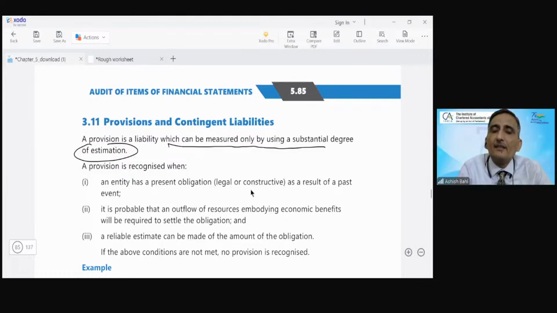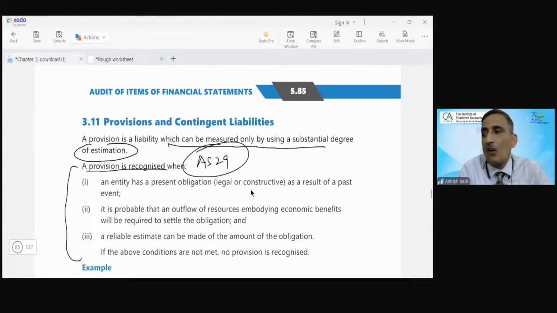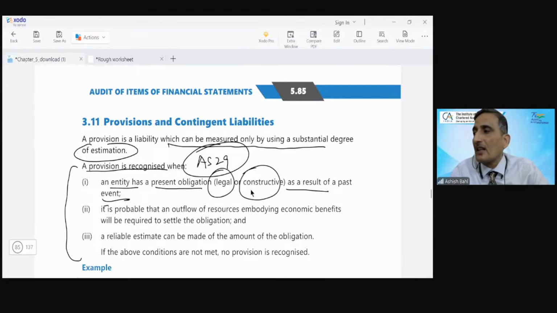So when a provision is recognized, now these are the circumstances when a provision is recognized as per AS 29. Now these are all accounting standard requirements. Okay. So the entity has a present legal obligation as a result of a past event, legal or constructive. Now, what does this mean, legal or constructive? Yes, anyone? What is the difference between a legal present obligation or a constructive present obligation? Yes, anyone, students?